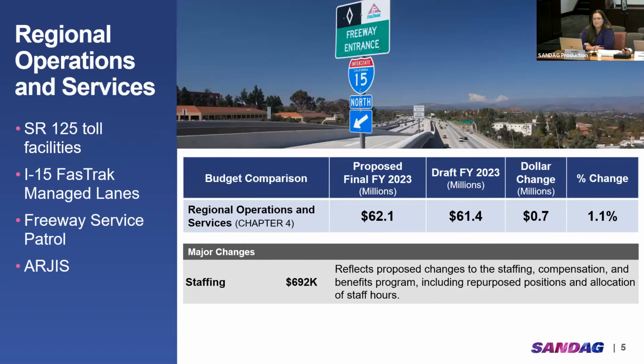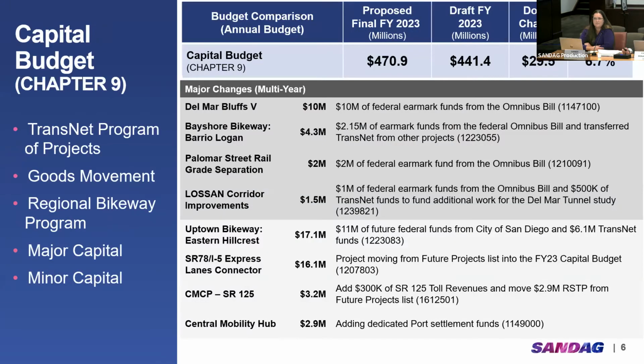Next program is our regional operations and services, which includes the toll facilities, freeway service patrol, and ARJIS projects. This increased $692,000, also from staffing changes. The biggest program, the capital budget, the annual budget increased $29.5 million. And this includes changes to the multi-year budget, which is detailed in attachment two. A few of the highlights are here on the slide.